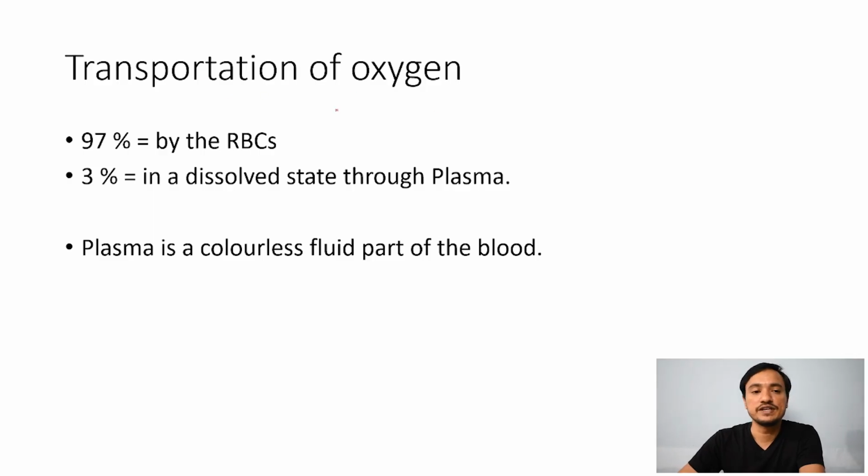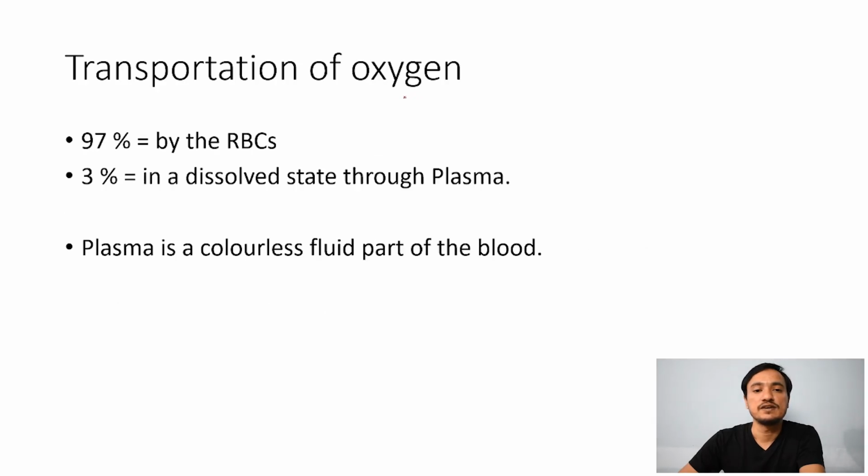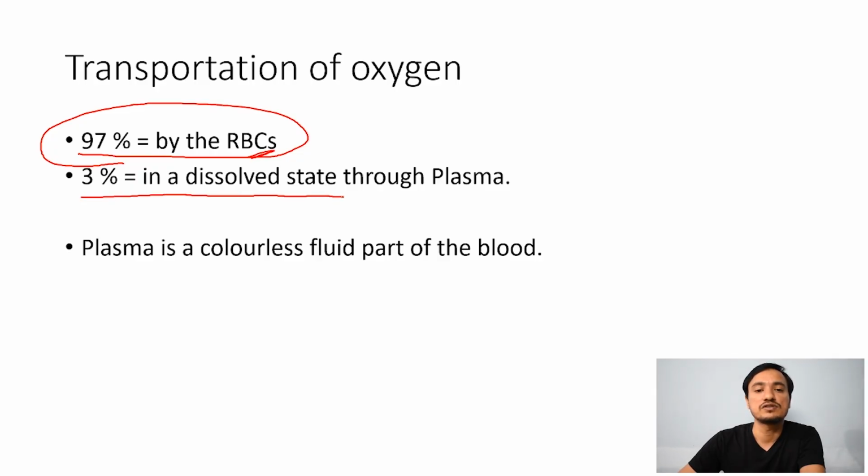Then there are 2 things: transportation of oxygen and transportation of CO2. See, we have seen hemoglobin is present in the blood, which helps in the transportation of oxygen. So about 97% of the oxygen is transported by RBCs. Hemoglobin is present in the RBCs, and the remaining 3% is transported in a dissolved state through plasma.